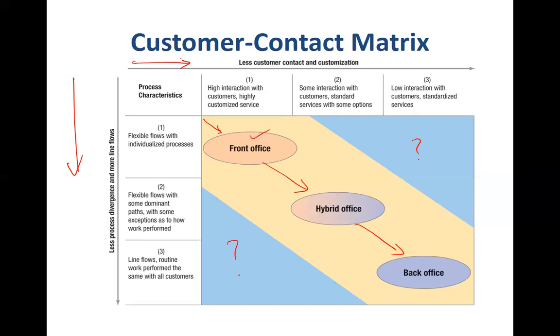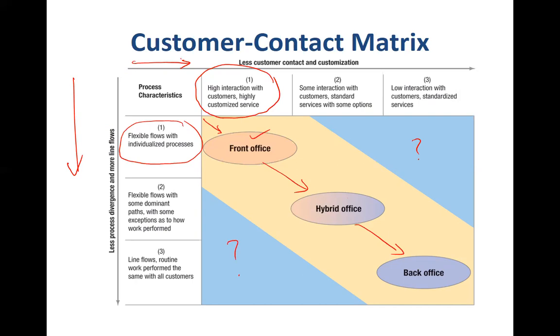So we take the example of front office here. Front office refers to a process structure which has high interaction with customers, highly customized services, and uses flexible flows with individualized processes. So this would be a direct engagement between consulting personnel and a client, directly engaging with them in terms of what the customer wants and therefore getting all that requirement. It also is the front desk in a hotel, reception in a hotel, where there's a direct interaction, and sometimes there could be different kinds of requirements that need to be processed based on the customers.